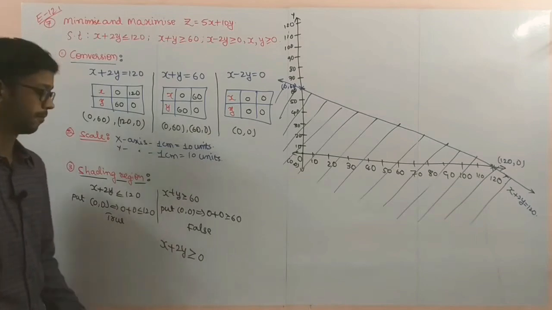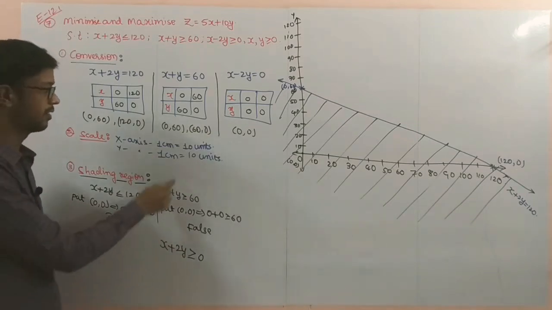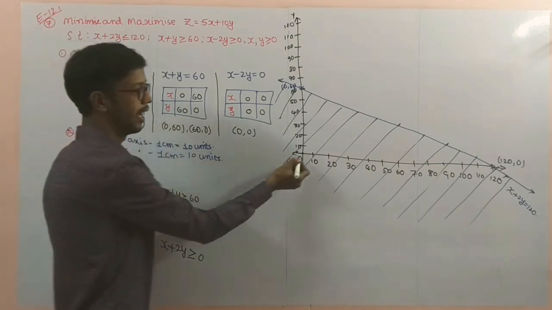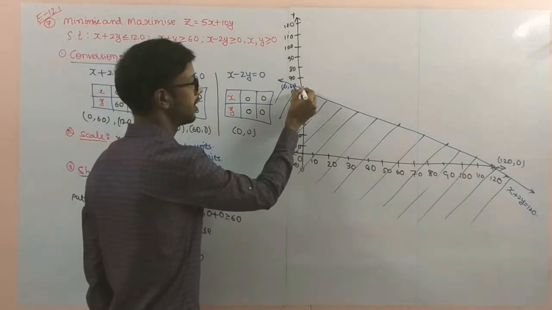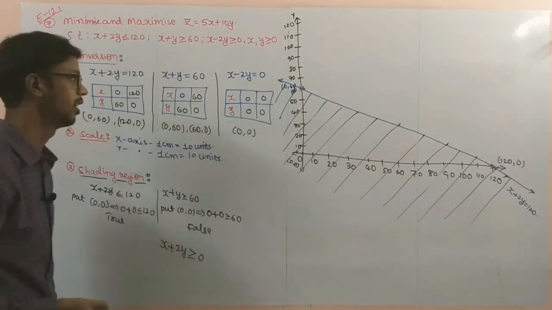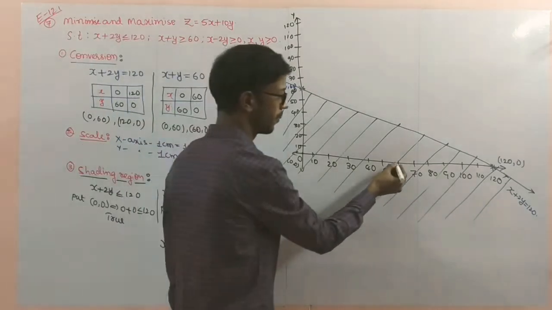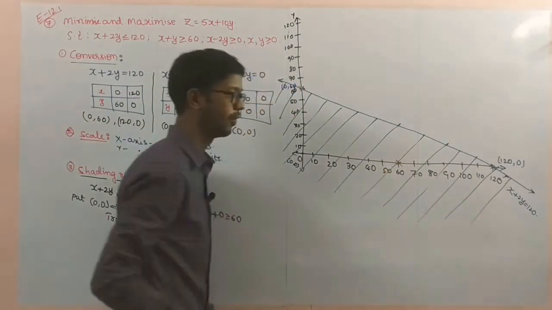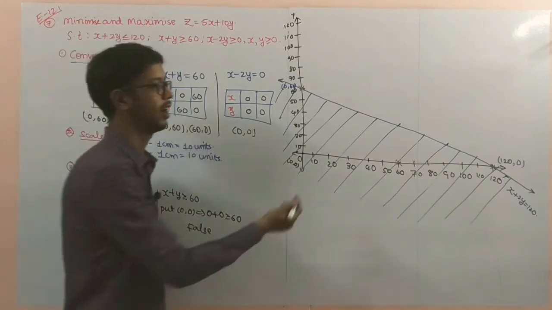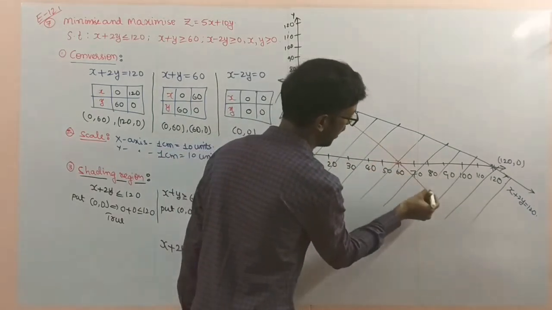Next one, we have to take the second points here. 0 comma 60: x is 0, y is 60. Same point, that point 0 comma 60, I am not writing again. Next, 60 comma 0: x is 60, y is 0, on the x-axis. So these two points, you join by the line.